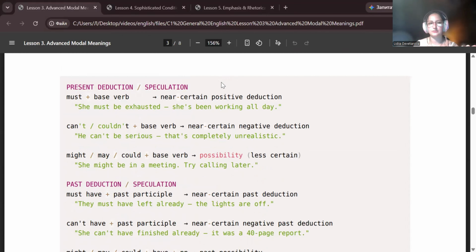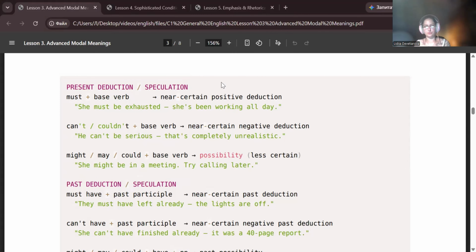Present deduction, speculation. Must and base verb. It's near certain positive deduction. She must be exhausted. She's been working all day. I am 100% confident that she is exhausted. Can't or couldn't and base verb: near certain negative deduction. He can't be serious. That's completely unrealistic. I am positive that he is not serious. Like 100% sure, confident that he is not serious.